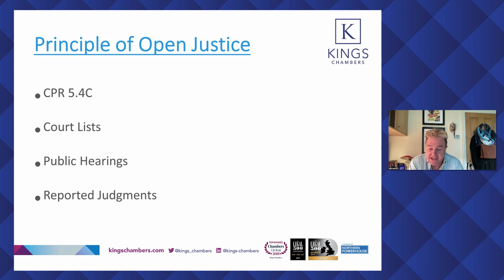The public simply has an interest in knowing and a right to know who comes before the courts and what they're arguing about. To this end, the general principles are that copies of statements of case can be obtained by any person from the court file. That's CPR 5.4C. Court lists are published with the names of the parties. Hearings are held in public, and judgments or orders made at such hearings are available to the public.